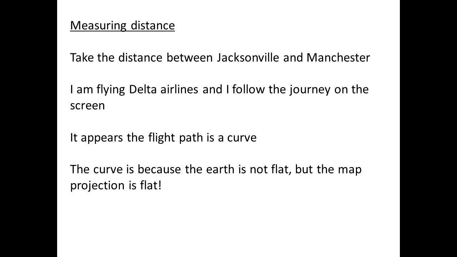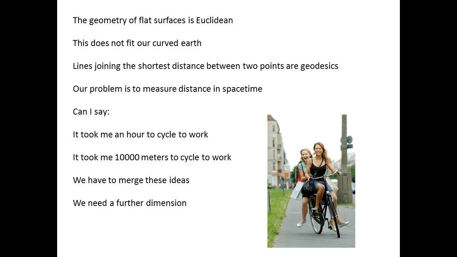What do we know about representing distance? The shortest distance is a straight line between 2 points, we have been told. If I am on a plane from Manchester to Jacksonville and watch the flight path on a screen, it will appear as a curve. The curved path is because the Earth is not flat, but the map projection is flat. The geometry of flat surfaces is Euclidean, the geometry we met at high school. It will not describe our curved Earth. The line representing the shortest distance between any 2 points is a geodesic, and we are looking to measure space-time.